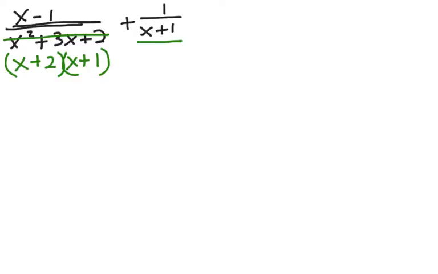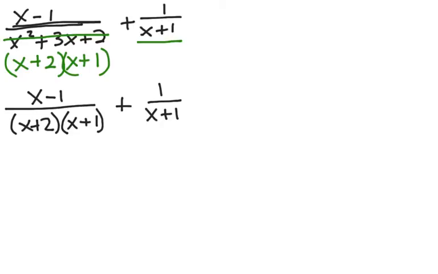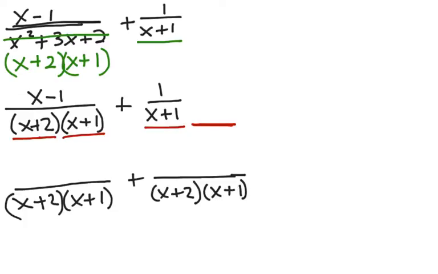This denominator we can't factor. So I am now going to come down and rewrite. So here we've rewritten it. Our second step is to determine what our common denominator is going to be. Well, here I have an x plus 1, and here I have an x plus 1. But in my first denominator, I also have an x plus 2, and I'm missing that over here. So what I need to do is multiply my top and bottom of my second fraction by x plus 2 so that my new denominator is going to be x plus 2 times x plus 1 for both fractions.